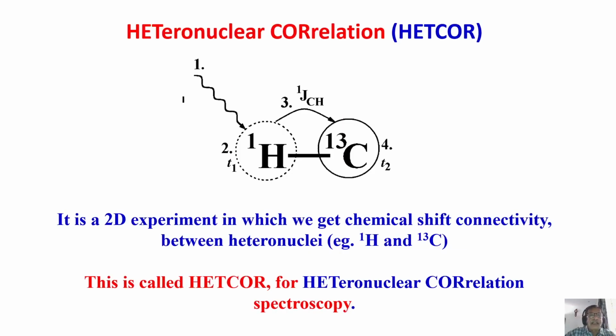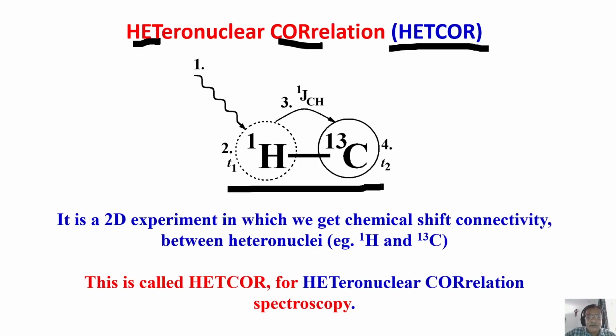This is called HETCOR. It is written as HETCOR, but I'm just giving you an idea. It is a correlation experiment, what we can get out of it. But remember, this HETCOR nobody is going to use. The improved version of that is called HSQC. That is what people are going to use. So we will know what to do with the HSQC later.